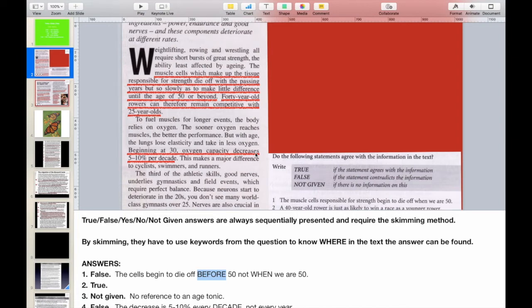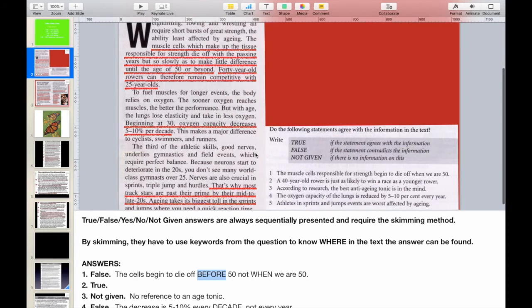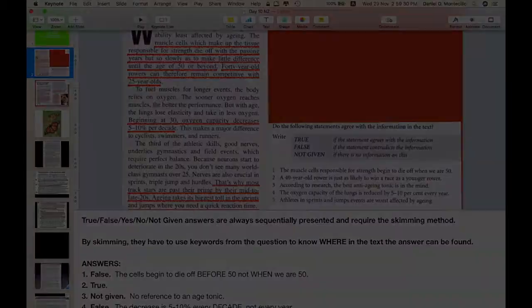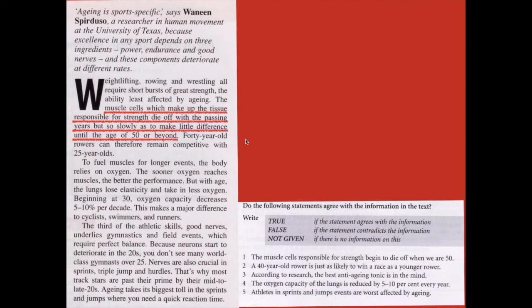Now you can guide them further by reading the next question. So you might want to read question number 2 here: a 40-year-old rower is just as likely to win a race as a younger rower. So they could look for the number 40 and the word rower. It's over here in this part of the text. So again, you ask them what's the answer. The answer should be true.